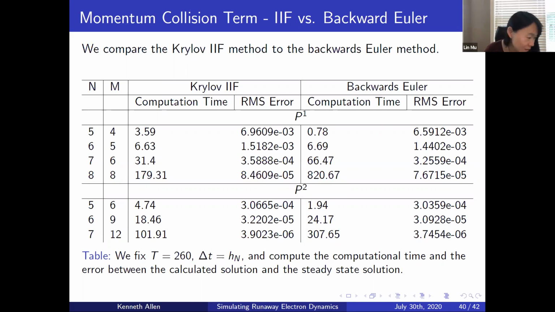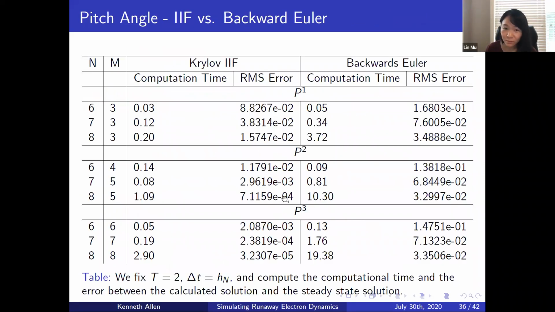Kenneth, I have a question. Can you go back to page 36? Yeah, so for this problem, the requirement for backward Euler's method is just dt equals hn, not hn squared. Oh, I see. Yeah, maybe I misspoke. I meant the forward Euler method. Yeah, that's for the forward Euler method.